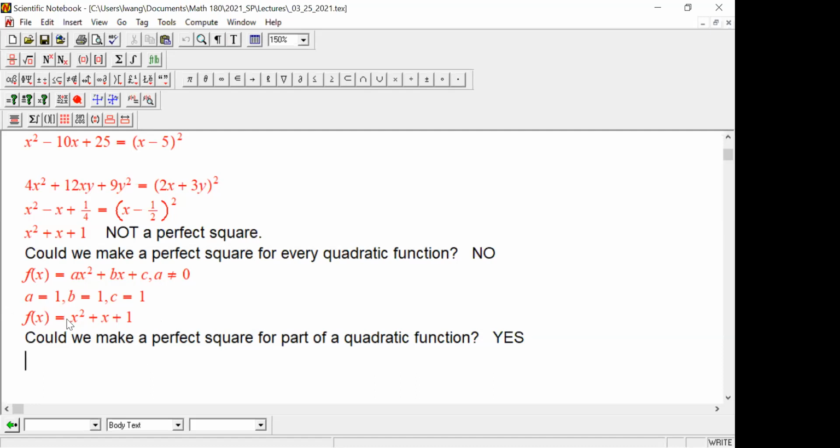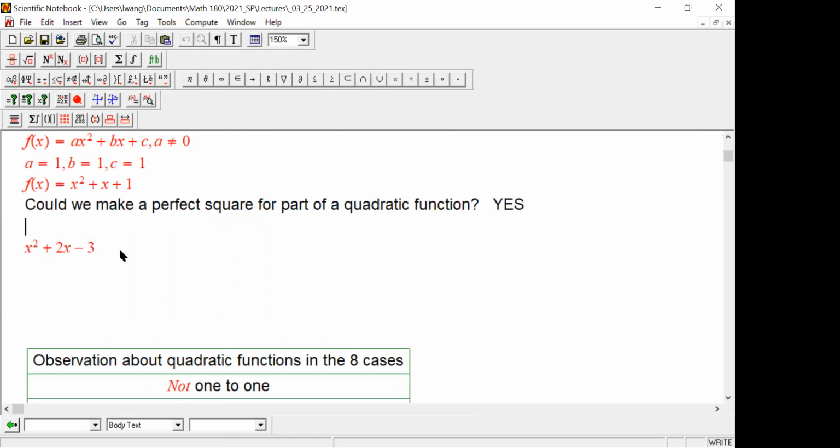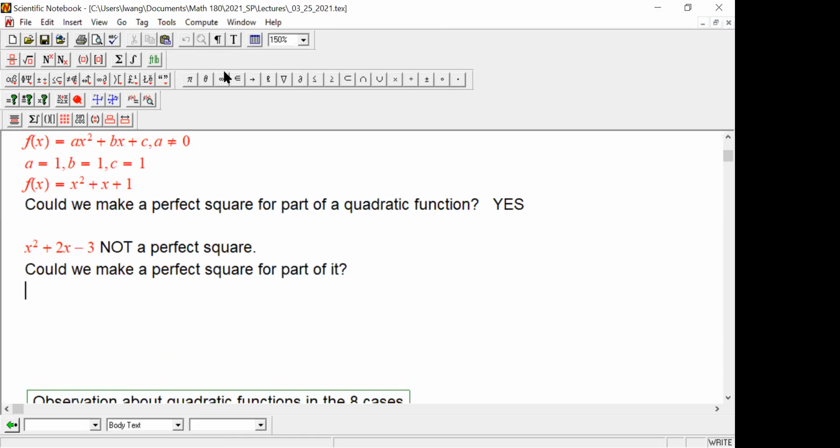Now, for example, suppose I have x squared plus 2x minus 3. This is obviously not a perfect square. Could we make a perfect square for part of it? We just said yes. And now the question is, how do we make it?